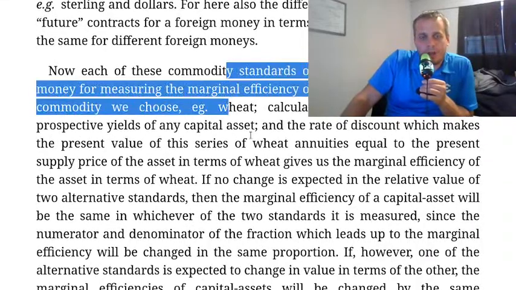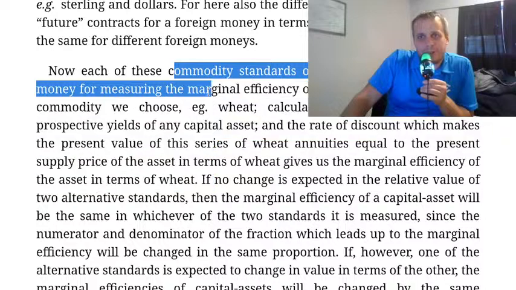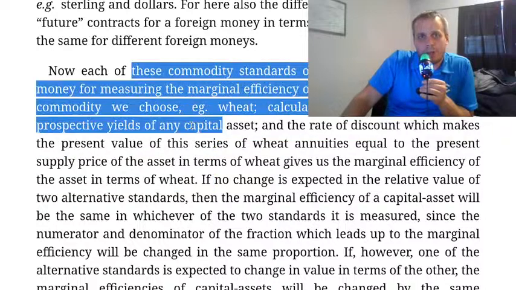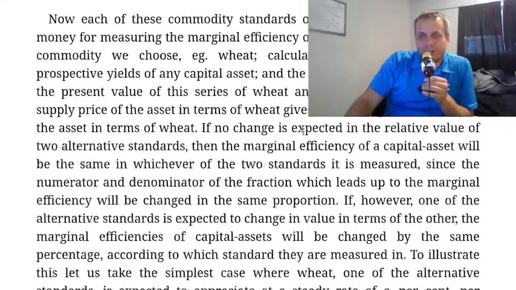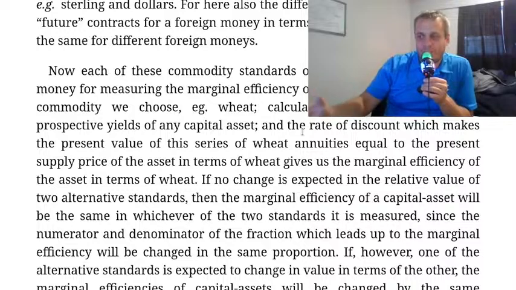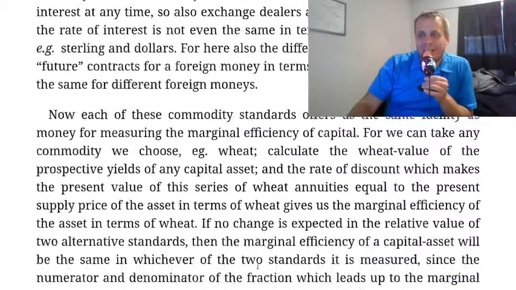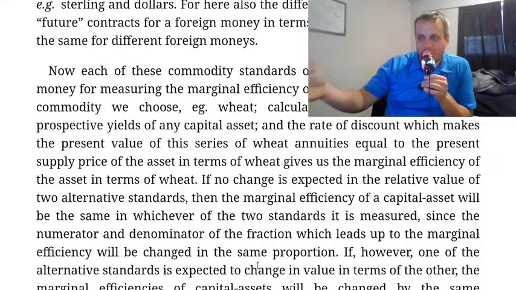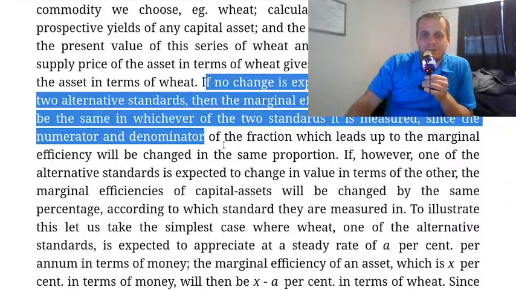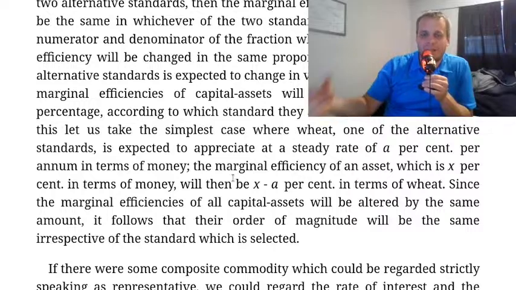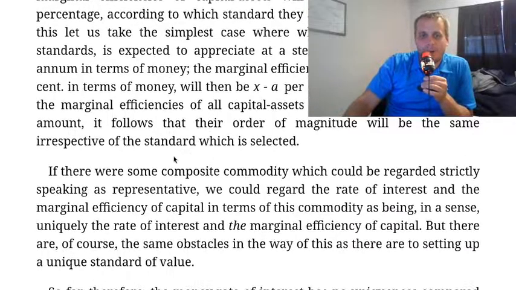Anyway, let's keep going. Now, each of these commodity standards offers us the same. So it's like this is more of, we could treat anything as money, we could treat wheat as money, and we would just have to convert the units as if we were doing a foreign exchange conversion, which in practice can be very complicated in terms of calculation, but in principle, conceptually it's straightforward. You just convert from one unit to the other, but the calculation is, you have to do it, right? Okay.